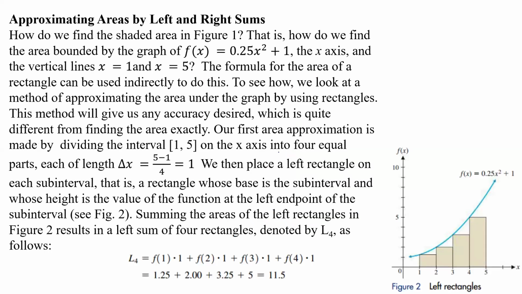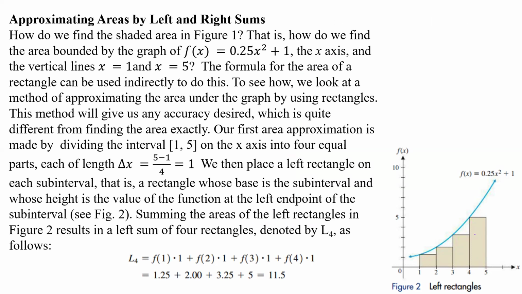First, though, we're going to look at approximating areas by left and right sums. Now, how do we find the shaded area in figure 1? That is, how do we find the area bounded by the graph of 0.25x squared plus 1, the x-axis, which is at the bottom, and the vertical lines from 1 to 5?